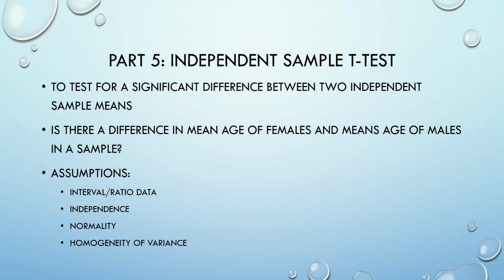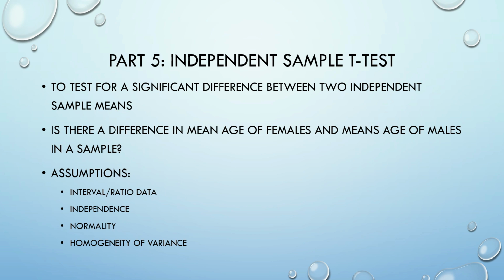Part 5 is independent sample t-test. What is the purpose of independent sample t-test? It is to test for a significant difference between two independent sample means. So for this particular video, our hypothesis is: is there a difference in mean age of female and mean age of male in our sample? There are certain assumptions that should be met before we proceed with the independent sample t-test.